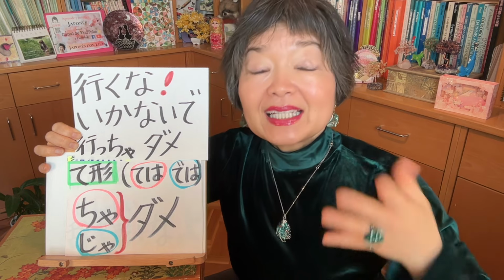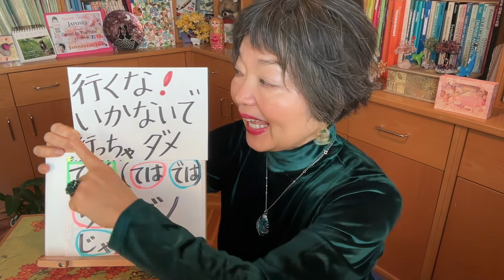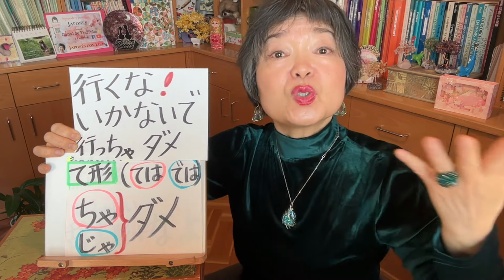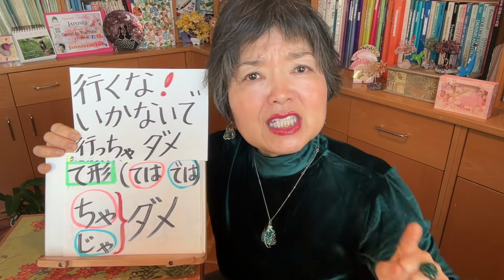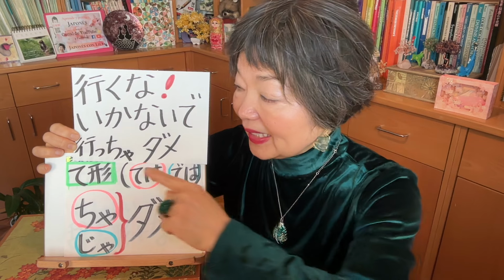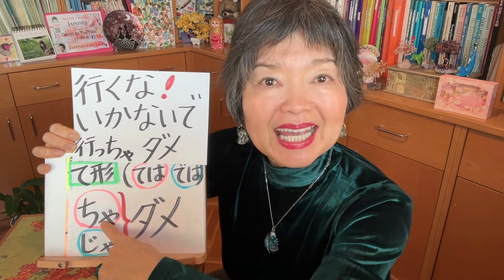For example, the verb ikimasu, to go. The strongest one, ikuna. Very strong. And the next one, ikanaide. Then also, 行かないでください. Or, 行ってはいけません. We can change to 行っちゃダメ. The te form of the verb 行きます is 行って. So, 行っては I change to ちゃ, 行っちゃ.